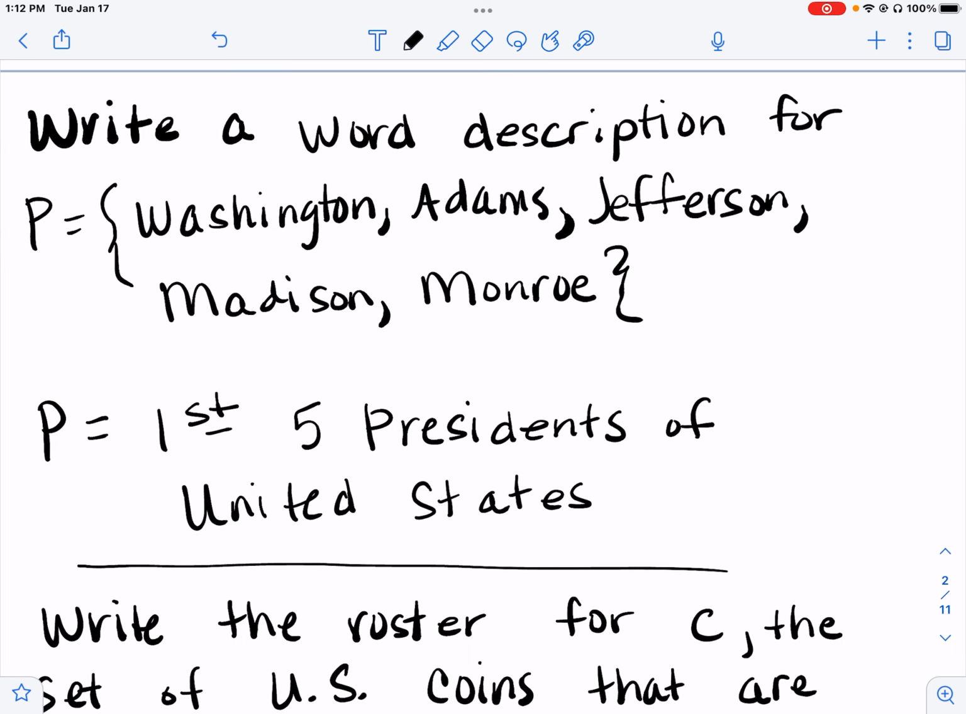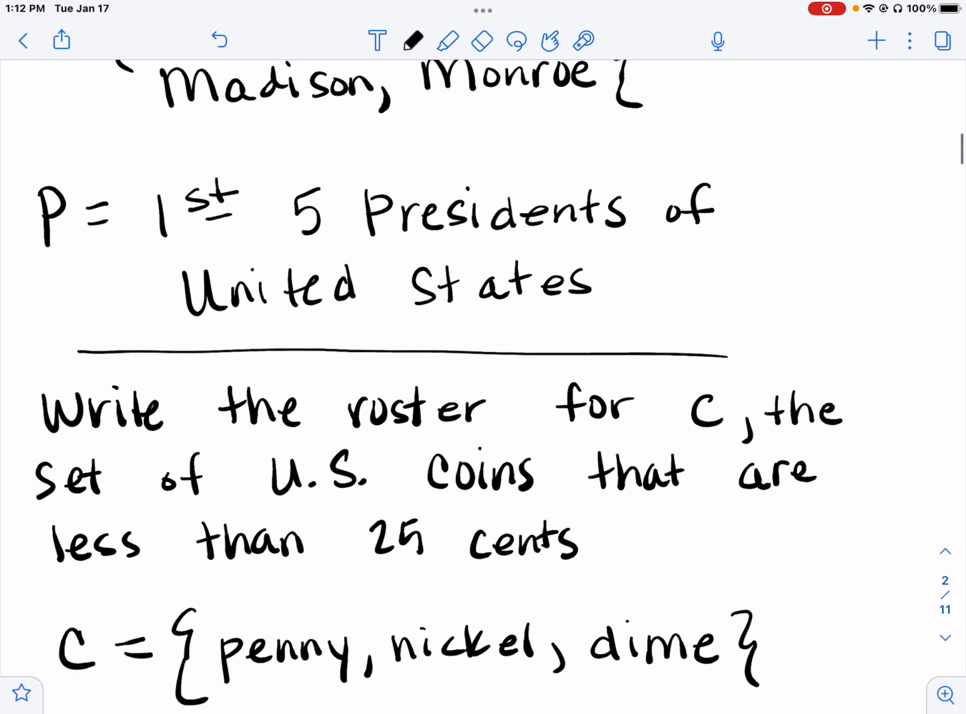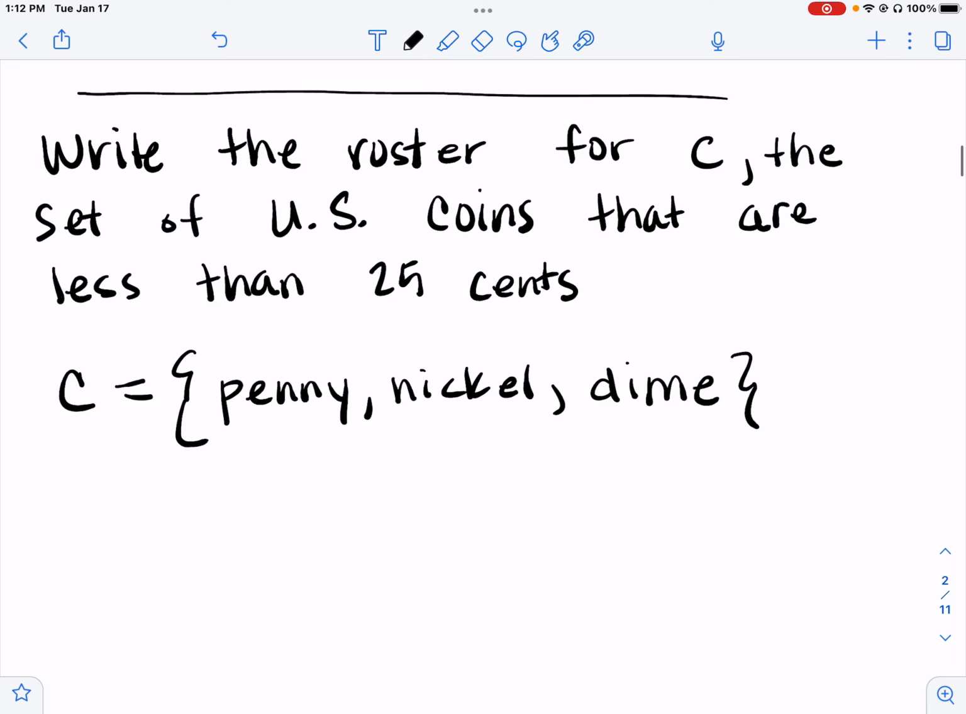Write a word description for P equals Washington, Adams, Jefferson, Madison, Monroe. P would be the first 5 presidents of the United States. Write the roster for C, the set of U.S. coins that are less than 25 cents. That would be penny, nickel, dime. Since it said less than, that doesn't include the quarter.